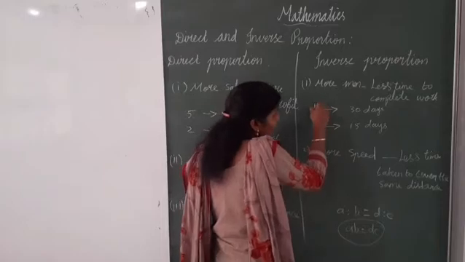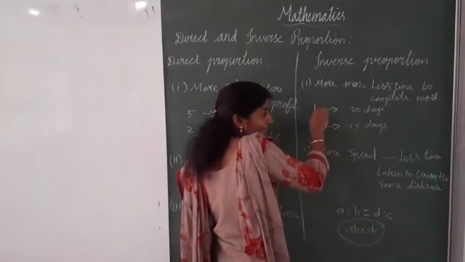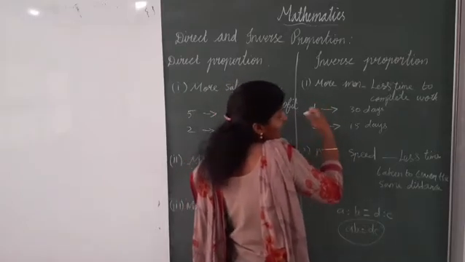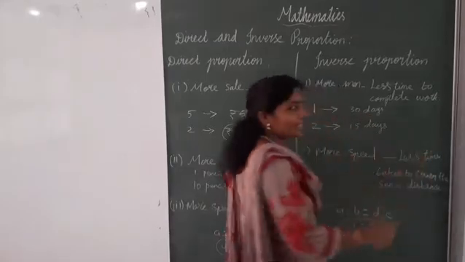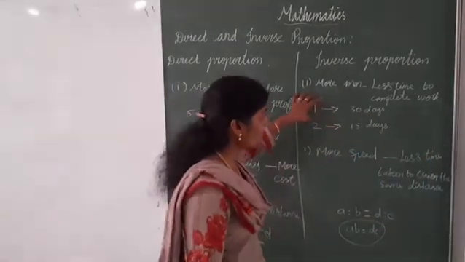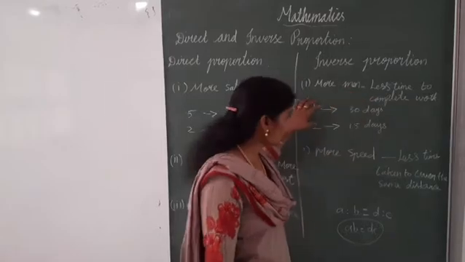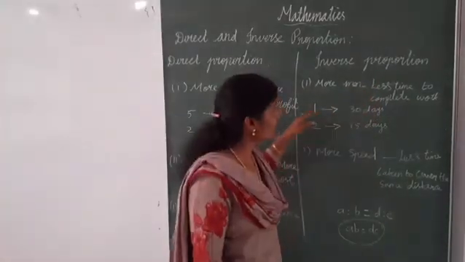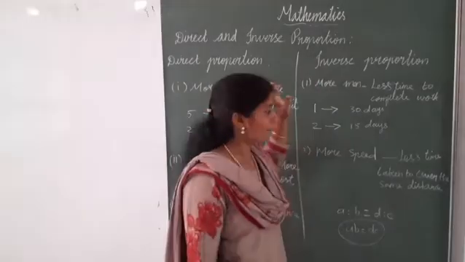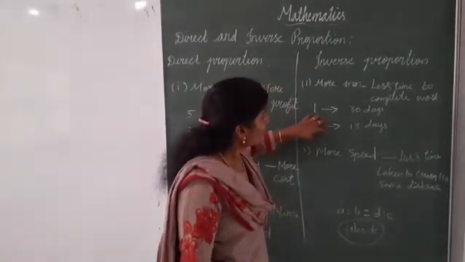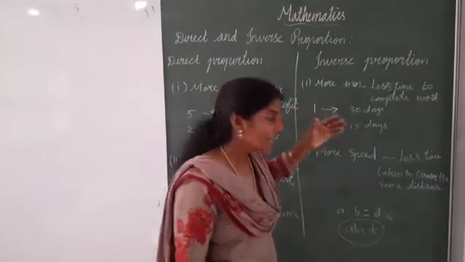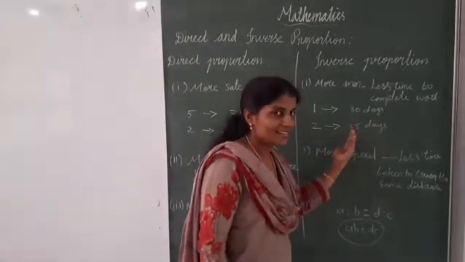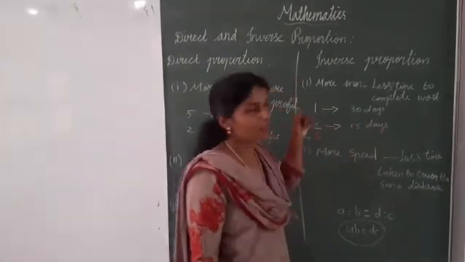So the number of men is less, it decreases, and the number of days increases. Decrease and increase. One decreases, the next one goes in the opposite direction and increases. So we can say this is inverse proportion. Here the number of men increases, the number of days decreases, isn't it? So we can say this is inverse proportion.